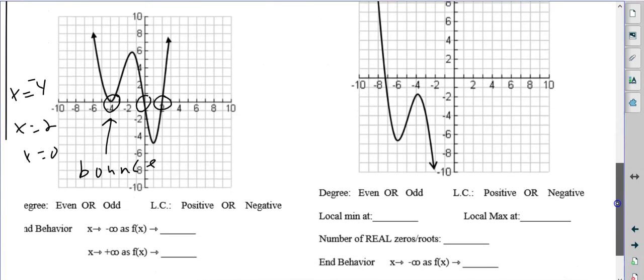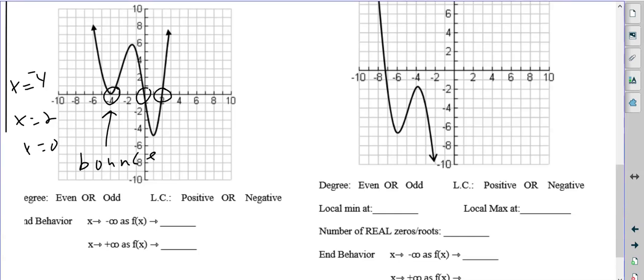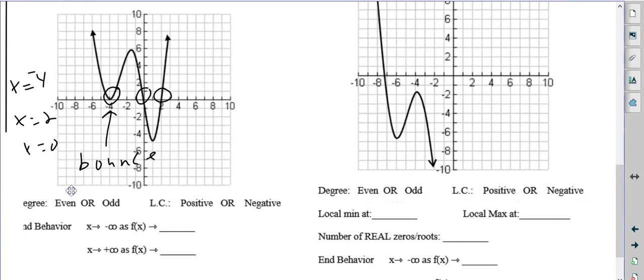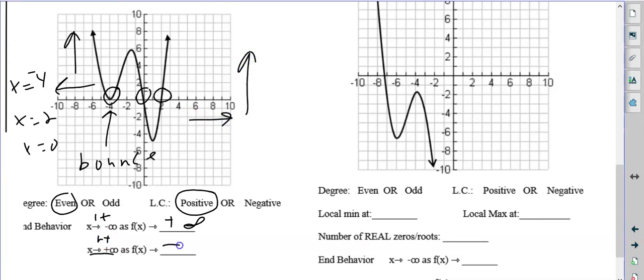Number 12. Oh, sorry. Got to answer the questions now. Degree. Well, it's even. Whoops. My bad. It's even. It's a 4. Okay? Lead coefficient. Well, it's going up, so it's positive. End behavior, this means as it's going left, where's it going? It's going up towards positive infinity. This means as it's going right towards positive infinity, where's it going? It's also going up towards positive infinity.